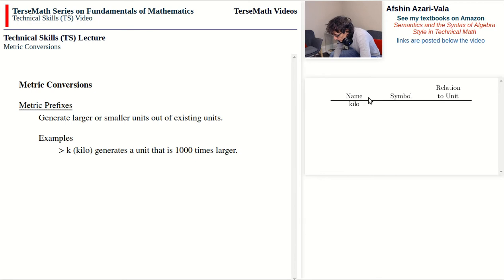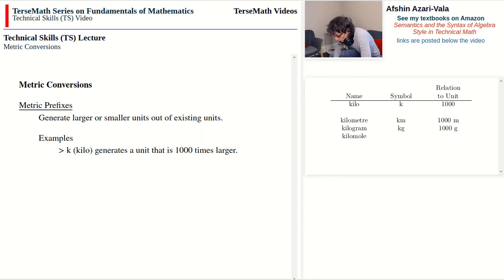Okay, let's take a look at what this means. The name of the prefix is kilo and the symbol for it is lowercase k. And the relation to the unit is that it creates a unit that is 1000 times larger than the existing unit. So for example, we could talk about kilometer, symbol km, and this is a unit of length whose size is the same as 1000 meters. We could talk about kilogram, symbol kg, and this refers to a unit whose size is 1000 grams.